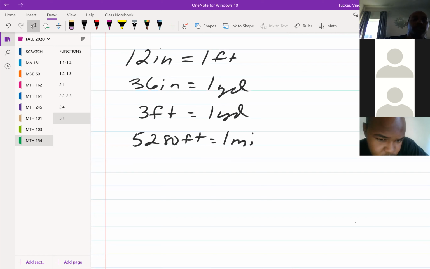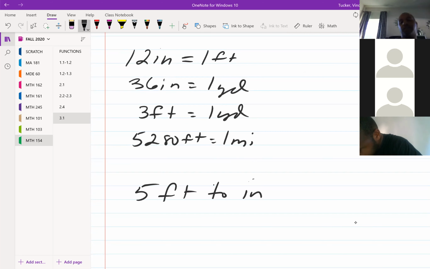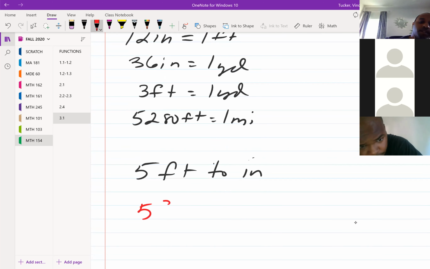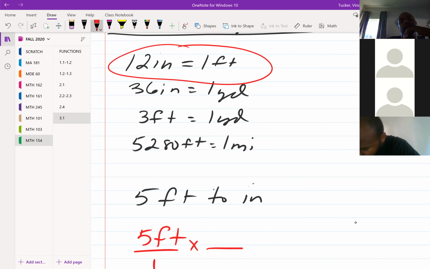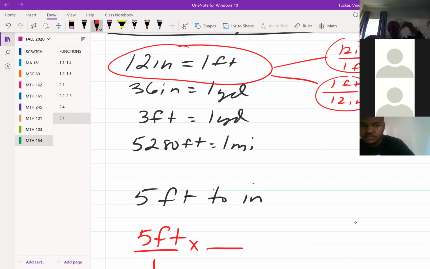So how will we use these? Let's say I want to go from 5 feet to inches. First thing we can do is set up 5 feet as a fraction just by writing it over 1. And we're going to multiply this by another fraction. That fraction is determined by the conversion factor that deals with feet and inches. I can use this ratio, the relationship of inches to feet, one of two ways. I can either write 12 inches over 1 foot or 1 foot over 12 inches. Same two things, but one's over top of the other and vice versa.